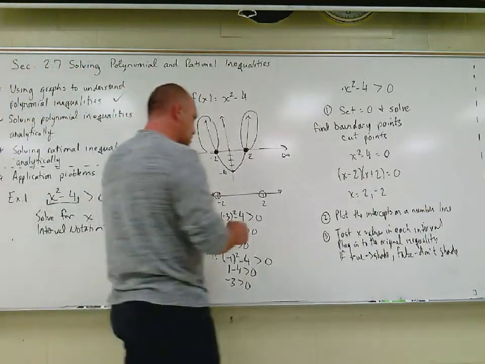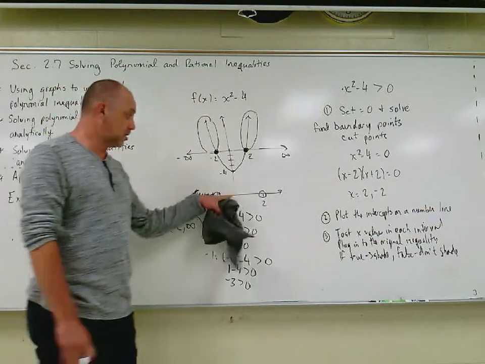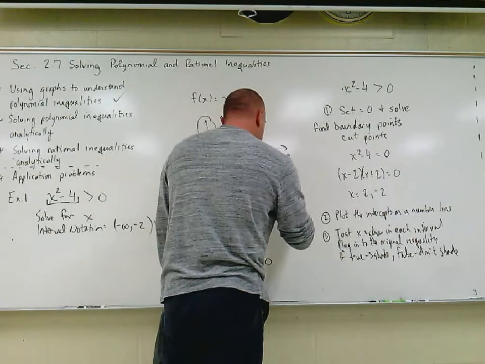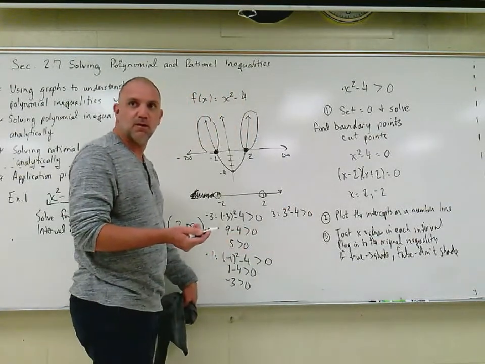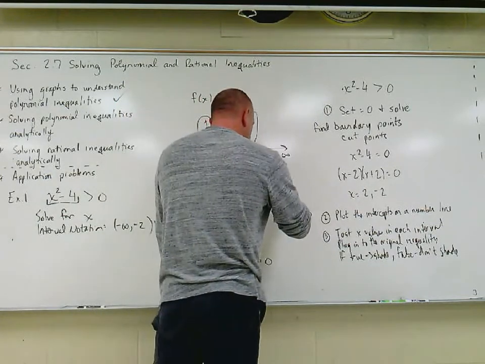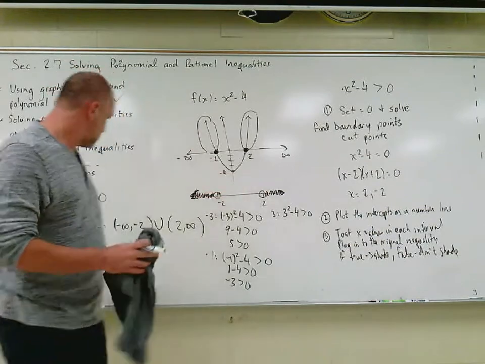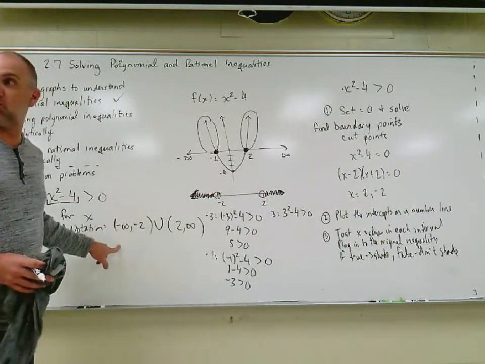All right, and then the last interval, what would be a good x to pick? 3. So notice I just move on, I don't shade it. Now I go to the last interval. I'm going to pick 3. Is 3 squared minus 4 greater than 0? What's the answer to that? Yes. So I shade. And then the number line tells me my solution. See how this number line corresponds to the solution we wrote.